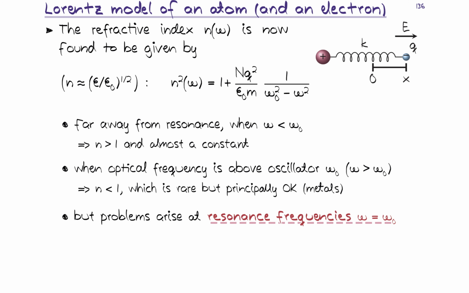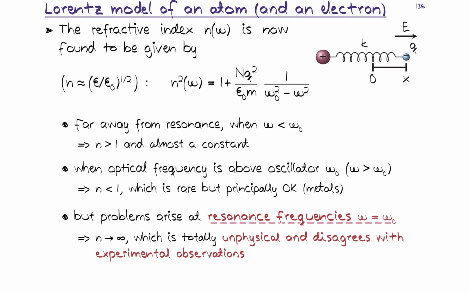So that we do not break the speed of light with our math. The problem that really arises in this simple model is when we would be exactly at the resonance frequency, so when omega equals omega naught. What would happen there is that the refractive index skyrockets, it really approaches infinity, and this is unphysical and disagrees with all the experimental observations that mankind has made.